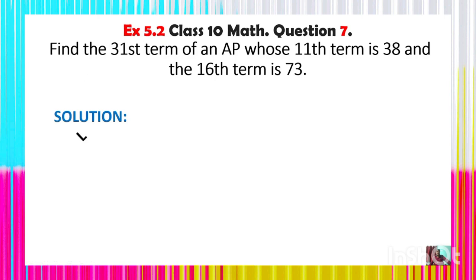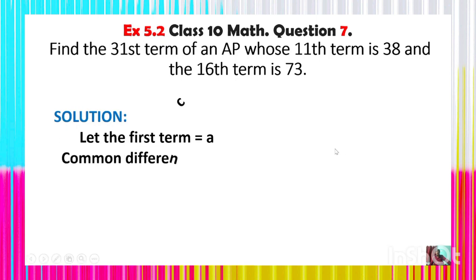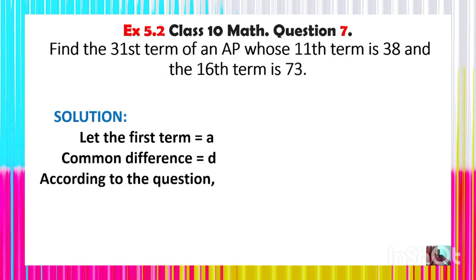Okay, look at the solution here. Let the first term of the AP be a. The common difference is equal to d. Okay, so according to the question, the 11th term is equal to 38.